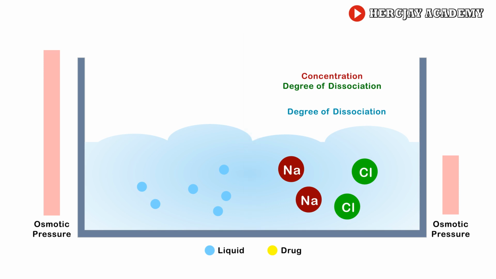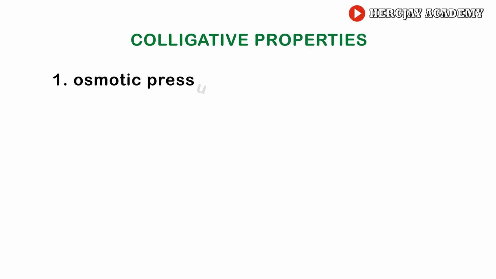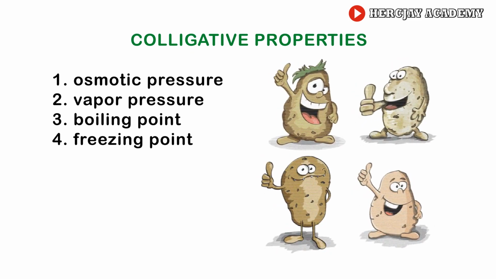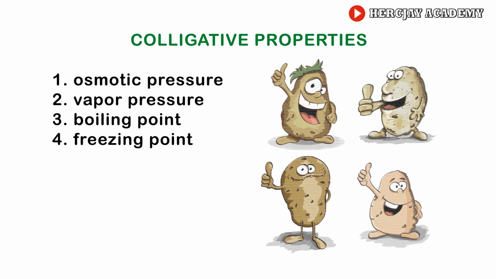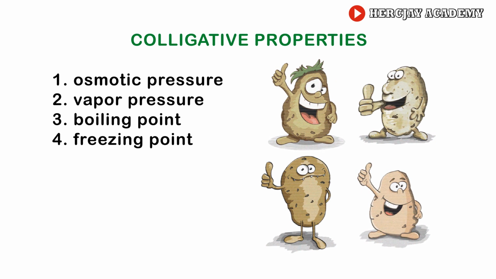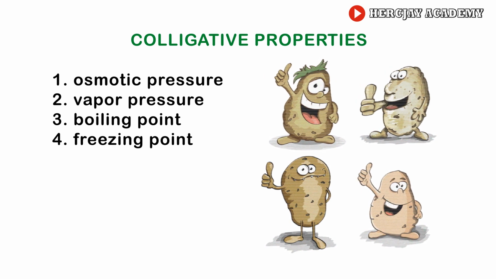Generally, there are some properties that are affected by the number of particles of a substance in solution. These properties are called colligative properties, and they include osmotic pressure, vapor pressure, boiling point, and freezing point. When you change one of these properties, there are concurrent changes in the other ones. This is important because sometimes we can easily determine the osmotic pressure of a solution just by determining the freezing point because they are related.